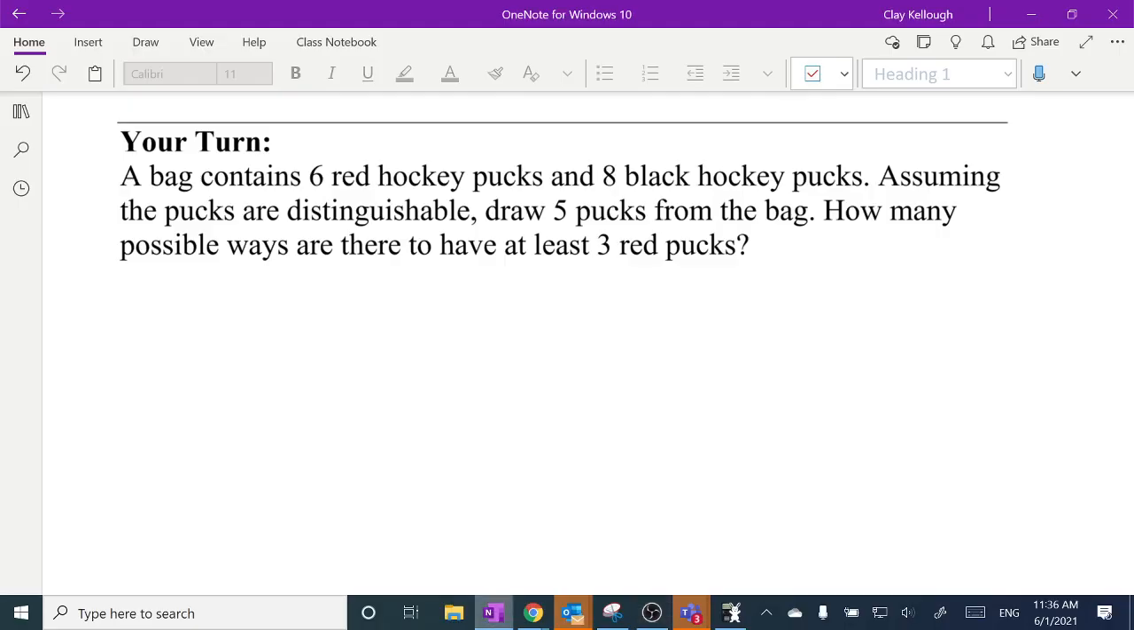While we were pausing the video, I kind of noticed that this isn't worded all that well. It says, assuming the pucks are distinguishable. No, that's kind of not what they mean. What they mean is, assuming, how about this?